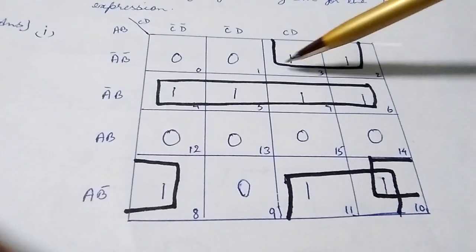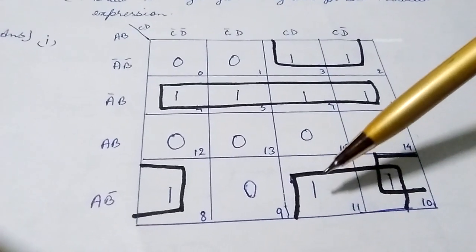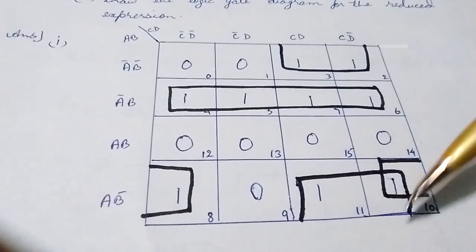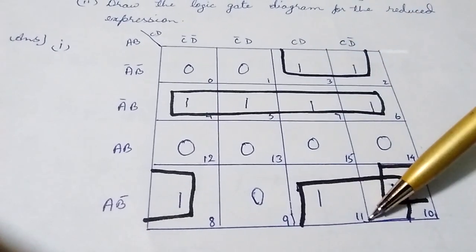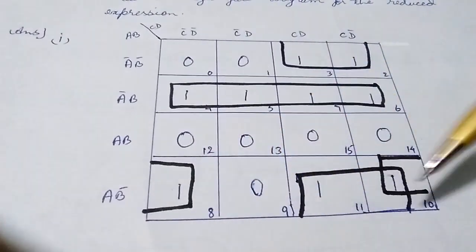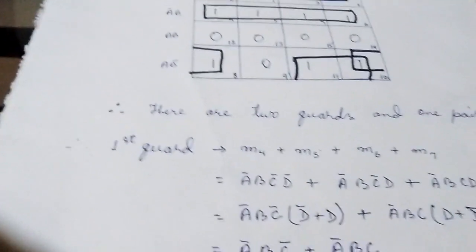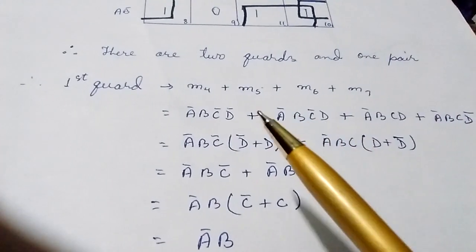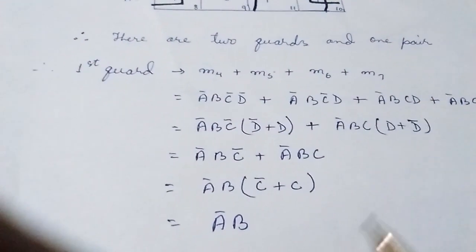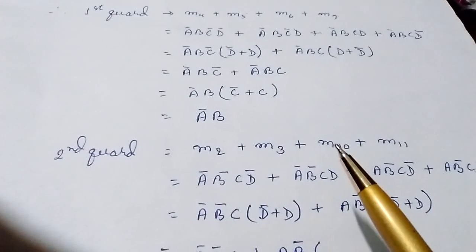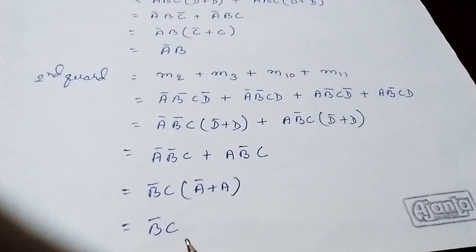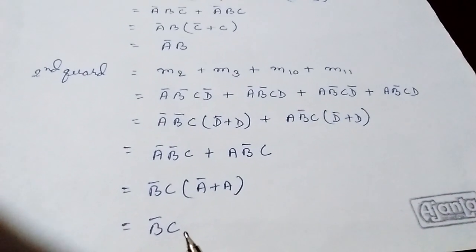Now another, again instead of 2 pairs we can make use of the concept of roll mapping, and we can make a quad. So we are having 2 quads, and then the corner 2 as a pair. So from this we are getting 2 quads and 1 pair, and the first quad M4, M5, M6 and M7 is reduced to A bar B, and the second quad M2, M3, M10 and M11, when we reduce, we get the reduced expression as B bar C.